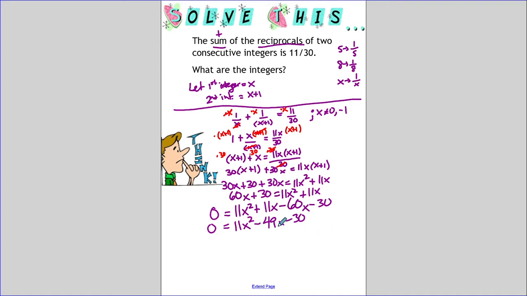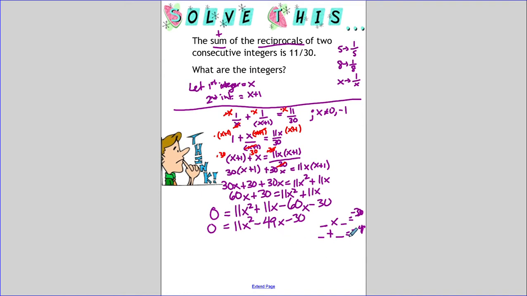So this one doesn't go in evenly into anything, so it becomes a type 2 trinomial. So I need to think of two things that can multiply to give me the a times c term, so 11 times negative 30. So two things that multiply here to give me negative 330, and those same two numbers are going to add to give me negative 49.